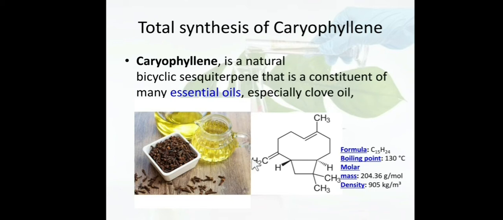So this is the structure of caryophyllene, and the molecular formula is C15H24. Only carbons and hydrogens are there. Its boiling point is 130 degrees. It is present in the oil form. Its mass is 204.36 and density is 905 kg per meter cube. So friends, this is the general information about caryophyllene.